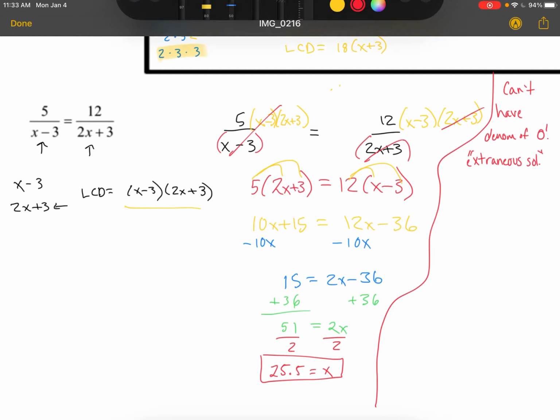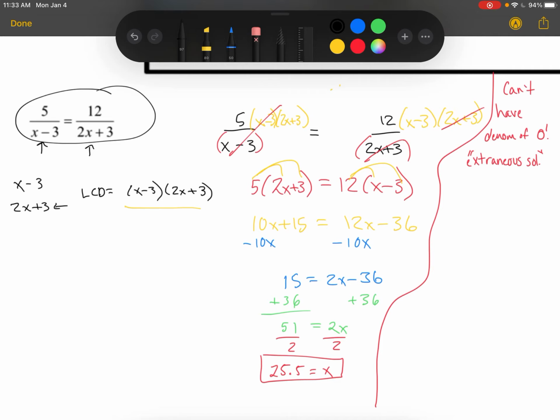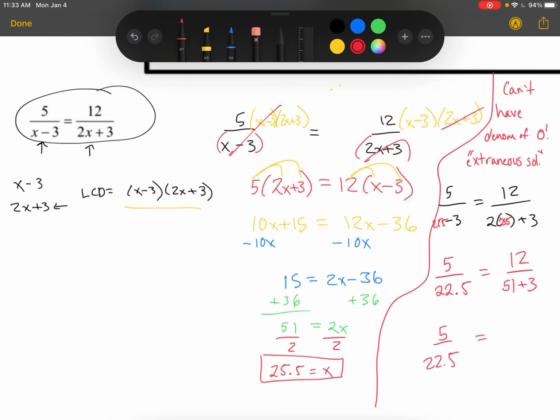So we go back to our original equation right here, and we plug in 25.5 for x. And again, we really need to make sure we don't have any denominators of 0. So we're left with 5 over 22.5 equals 12 over 51 plus 3, or 5 over 22.5 equals 12 over 54.